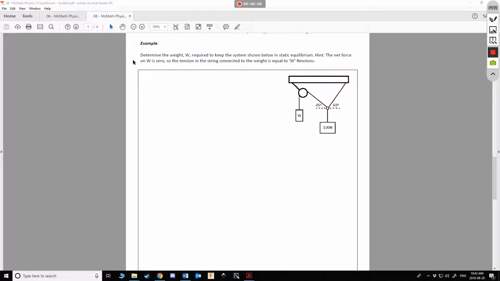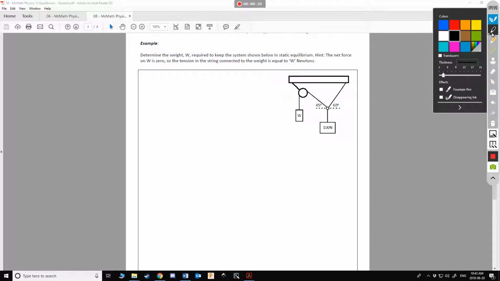So here's another problem. It says determine the weight W required to keep the system shown in static equilibrium. Okay, so in this case we define where our forces are acting. I'm going to draw a free body diagram first. The point of interest for this question is right here, I colored in red.